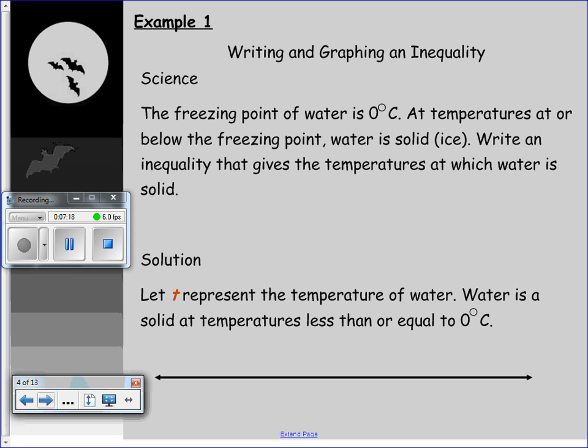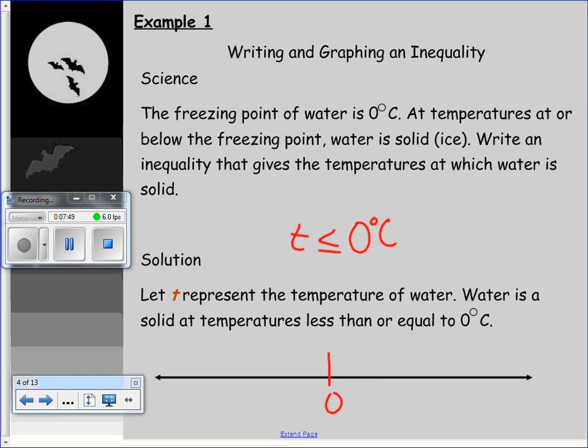So since they have asked us to use a T for our variable, we're going to use the T. And we need to note temperatures that are going to be less than or equal to 0 degrees Celsius in order for the water to form solid ice. So all temperatures that are less than or equal to 0 in water form ice. So now we're going to graph this inequality.